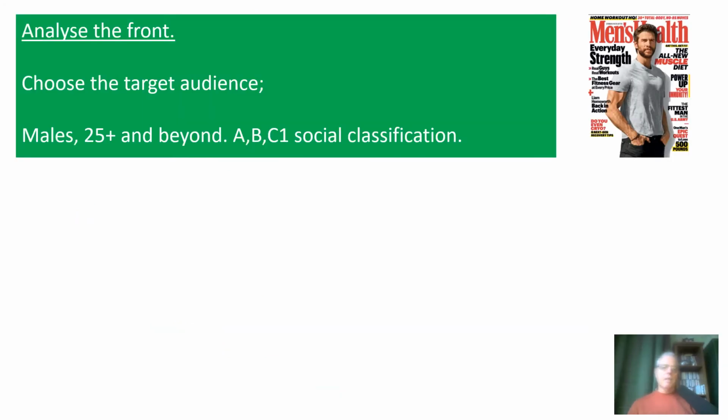Okay, so as I was saying in the task, we're going to move on and analyse. You've analysed the front cover, but then if you could choose the target audience, so you could say for Men's Health, it's slightly older males, 25 plus, 25 into men in the 50s really, and it's an ABC1 social classification, if you could possibly say that. Just something as general as that, if you could identify that.